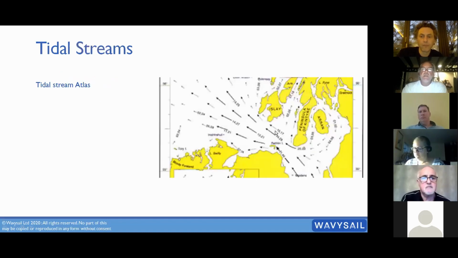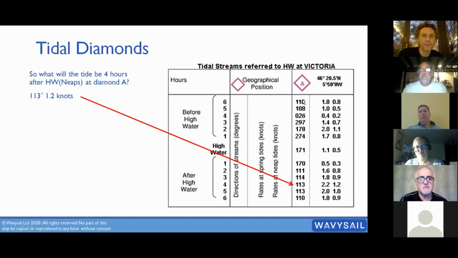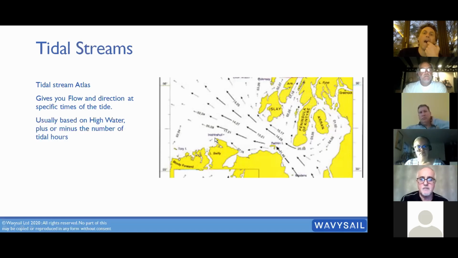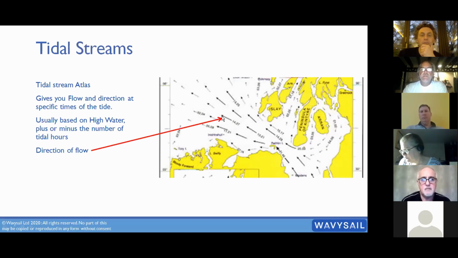Tidal streams give you exactly the same information. So tidal stream atlas is just a visual representation of these numbers. So literally, that's just telling it that it's flowing in a northwesterly direction at those speeds. It's usually based on a high water plus or minus a number of tidal hours. It's exactly the same as the one page before. So there's a direction of flow, same as the other one does, and your speeds are the numbers behind.